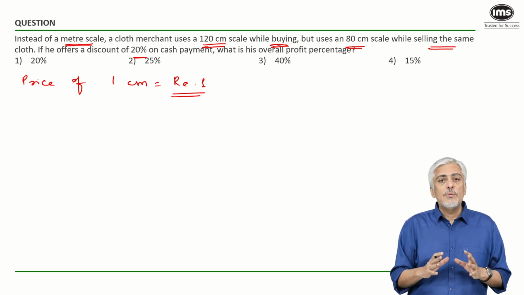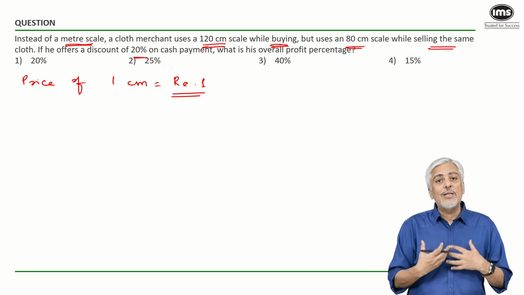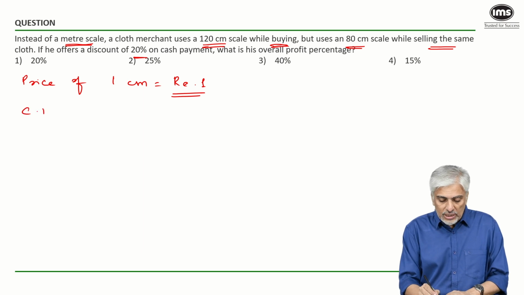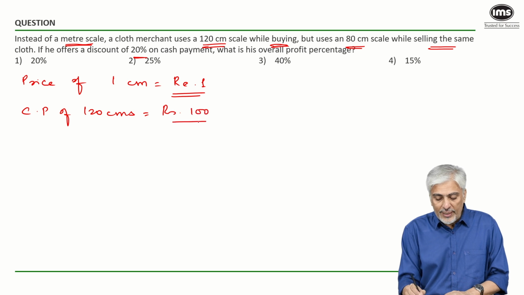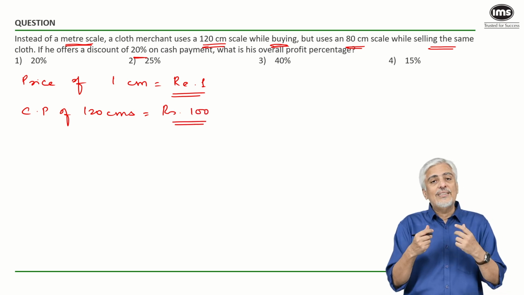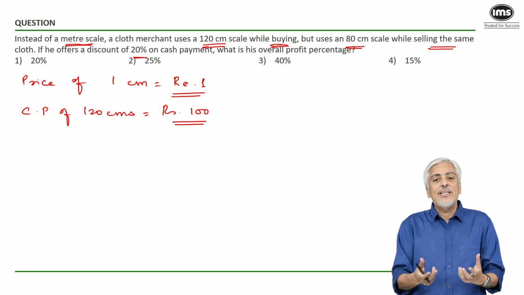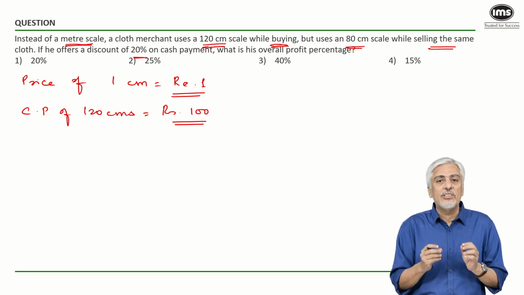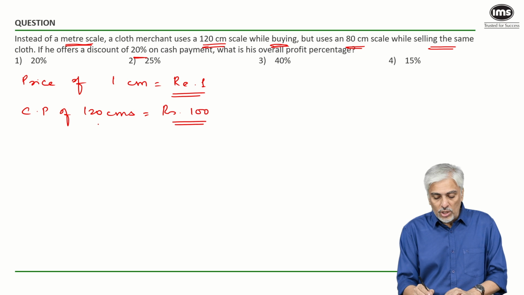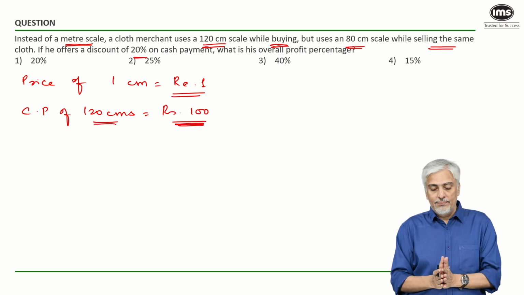Fair enough. Which means he's paying for 100 centimeters, but he's getting 120. So can I say cost price of 120 centimeters is rupees 100. Now pay attention, cost price of 1 centimeter was 1. So cost price of 120 should have been 120, but he paid only for 100 because he did cheating over here. So that is why cost price of 120 centimeters became 100 and did not become 120.